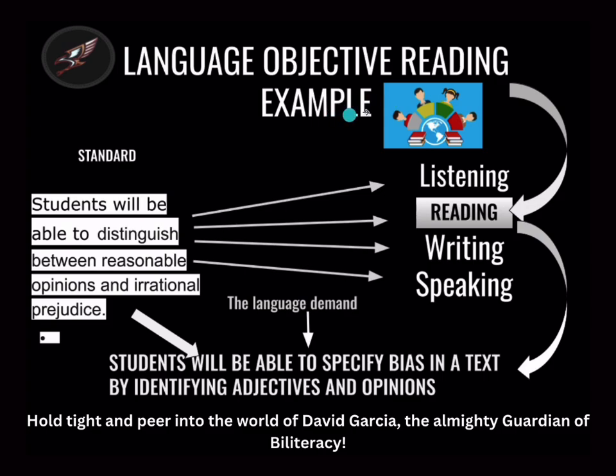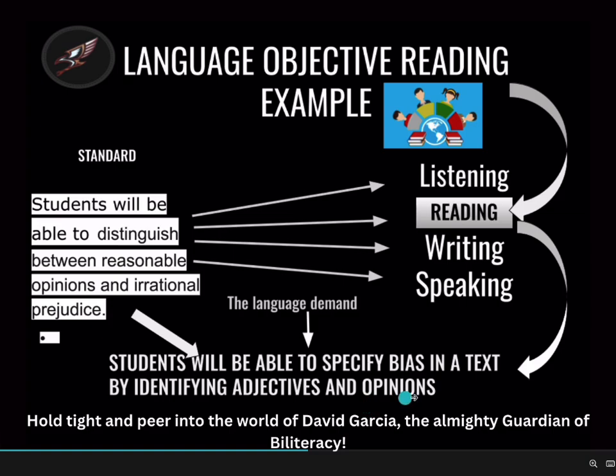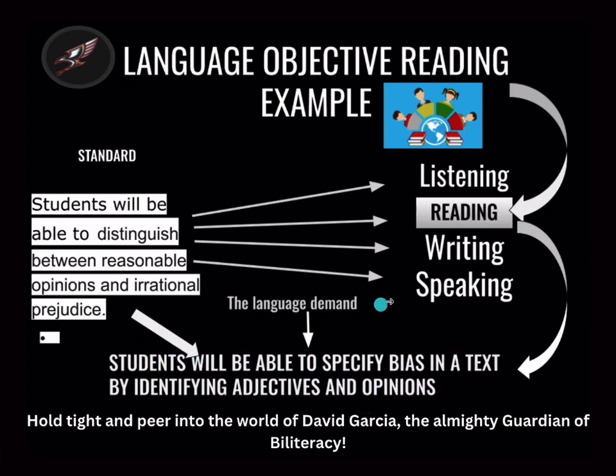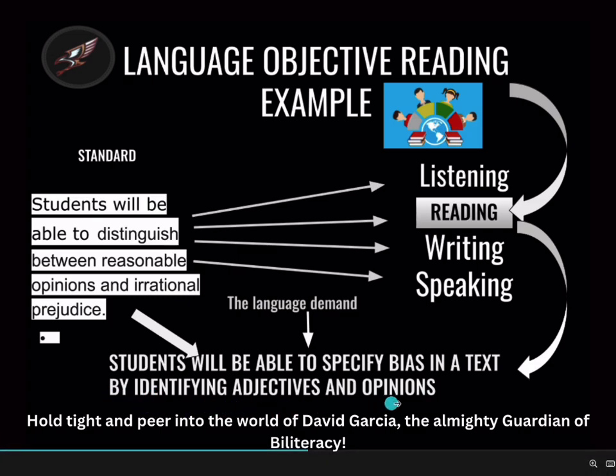Now here's an example that has to do with reading, a language objective with reading. Let's say, I didn't put the standard in here, but you would take whatever standard that students are trying to learn. And the content objective is students will be able to distinguish between reasonable opinions and irrational prejudice. So if we take this content objective, the linguistic demand will be stated in this language objective. In other words, if you see these arrows here, this content objective has to do with reading, because students will be able to specify bias in a text by identifying adjectives and opinions.